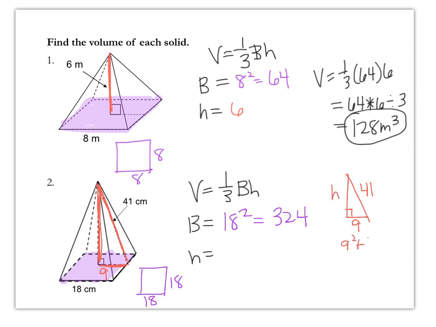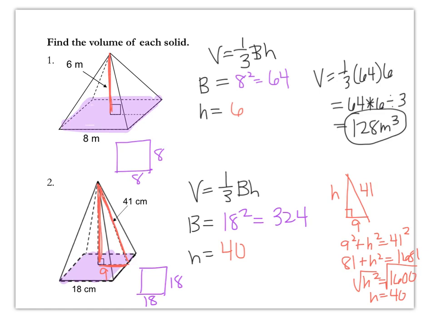So I have 9, and the hypotenuse is 41, and I'm trying to find h over here. So it's going to be 9 squared plus h squared equals 41 squared. That's 81 plus h squared equals 1681. And then if I subtract, I get 1600. And take the square root, h ends up being 40.